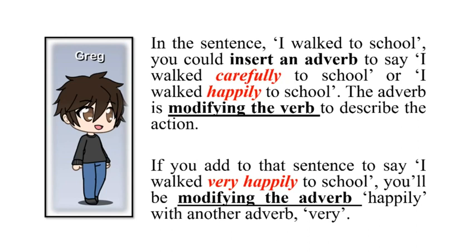Dakle, u rečenicu I walked to school ubacite I walked happily to school. Znači, dodali ste prilog da pobliže objasni glagol. Da pobliže objasni na koji način ste šetali. Ali ako dodate very happily, samo ste ga naglasili. I time ste modifikovali ovaj happily. Jer ovo very se odnosi na happily, ne odnosi se na school. Ili, ne znam, I walked very, to ne znači ništa. Very happily znači nešto. Veoma srećno.